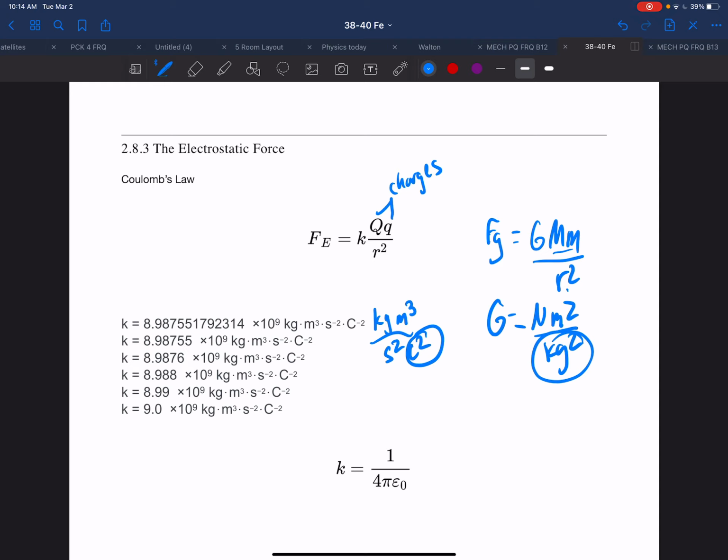And if we take this meter squared out, write this as meter squared times meters, we see the meter squared is there. And kilogram meter per second squared is the unit of newtons.